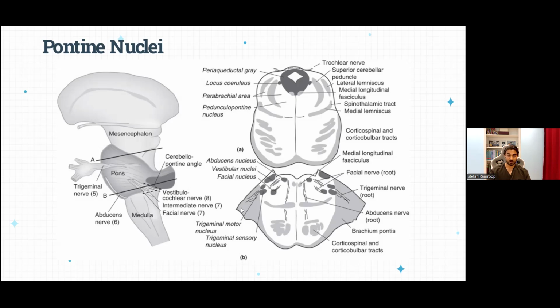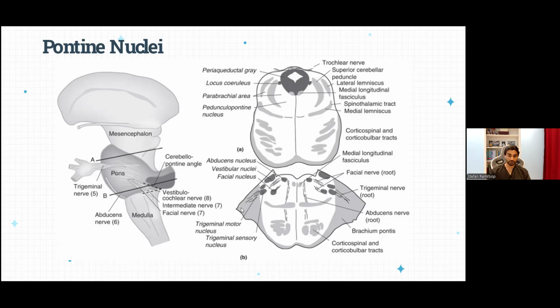The paramedian pontine reticular formation, or the PPRF, initiates horizontal saccades. So damage here causes impaired fast eye movements toward the side of the lesion. The MLF, running longitudinally, links the abducens nucleus to the contralateral oculomotor nucleus. A lesion here will produce internuclear ophthalmoplegia, which is impaired adduction on the affected side with nystagmus of the abducting eye.